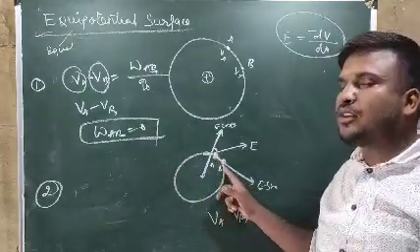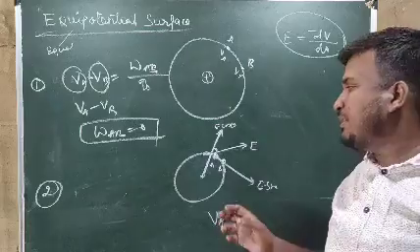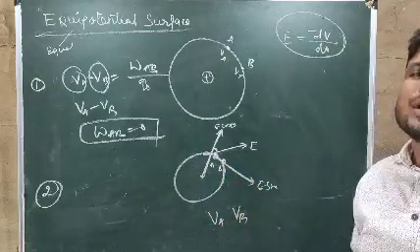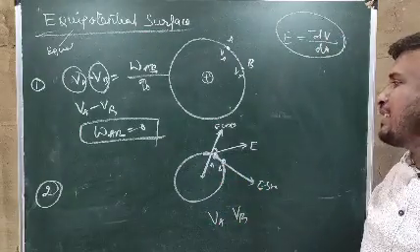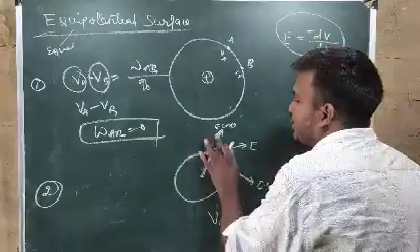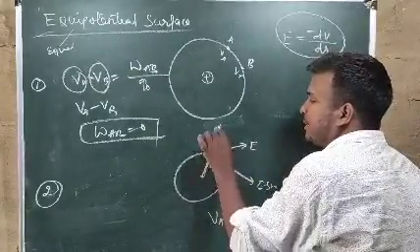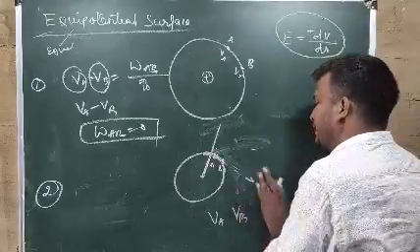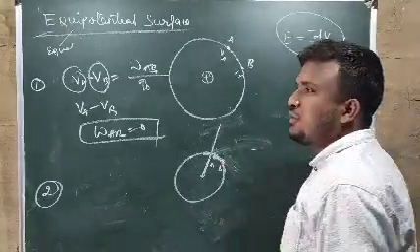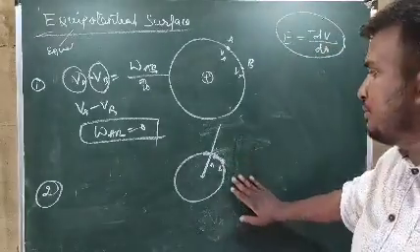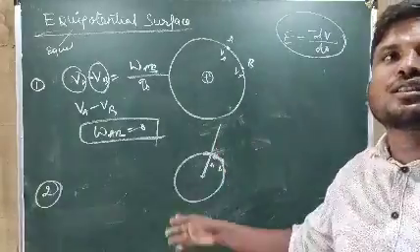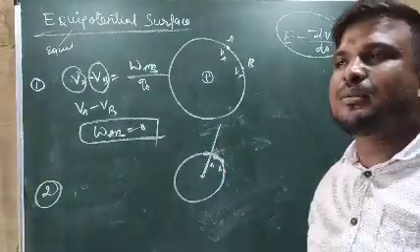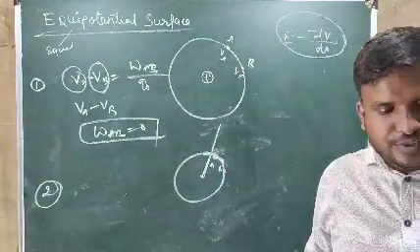If work done along the surface is not equal to 0, that means this surface is not equipotential. So what can we say? We can say that the electric field must always be perpendicular to the surface. If it is perpendicular, then this component will not exist, and if this component does not exist, then work done will be equal to 0. If work done is equal to 0, then we can say that the given surface is nothing but the equipotential surface.